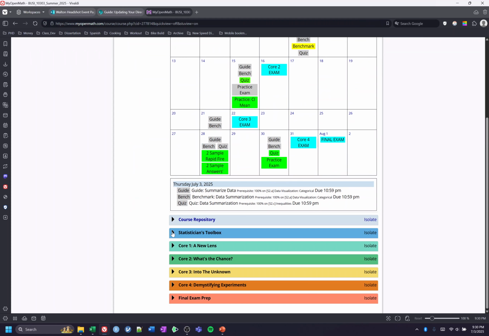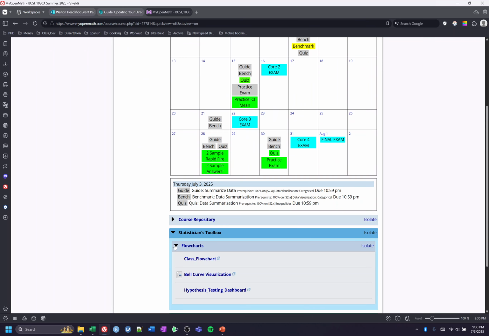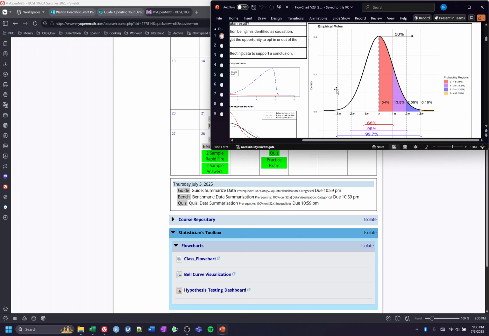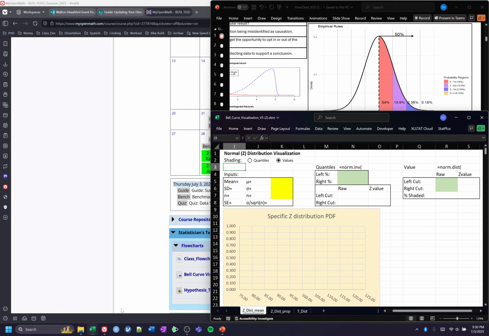If we go down to the statistician's toolbox and we go down to our flowcharts, there are two files in here that are really useful. The class flowchart, which is just a PowerPoint presentation that has a whole bunch of material to help us with our different sections. This is really useful and you can use it on your exams coming up. And then the other one is the bell curve visualization. This is an Excel file that has some tools to help us visualize the normal distribution so that we don't have to draw it by hand. It's really useful, and does a lot of calculations for us.